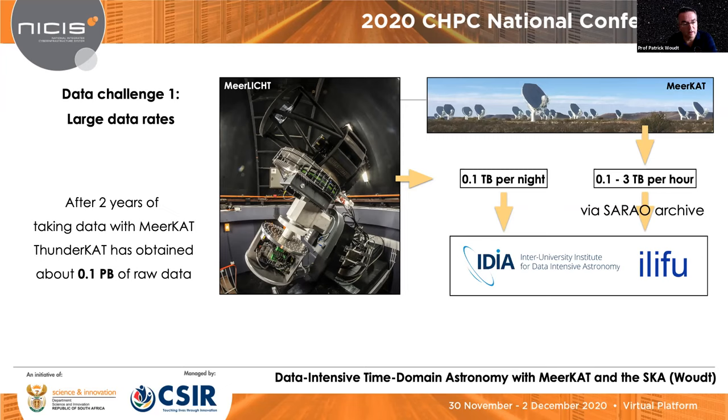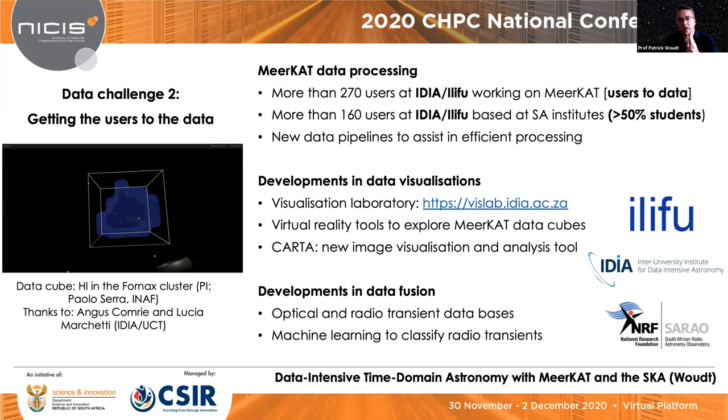And so after 2 years of taking data with MeerKAT, ThunderKAT has obtained about 0.1 petabytes of raw data. Of course, those need to be processed and data value extracted from those projects. Just to give you a perspective, there are about 270 users at IDIA ilifu working on MeerKAT. And about 160 of those are based at South African institutes. And more than 50% of those are students. So this is a great facility for students to work on complex, large data sets. And in order to enable that, new data pipelines have been developed, both by SARAO, researchers at the South African Radio Astronomy Observatory, as well as researchers at IDIA and ilifu as well.